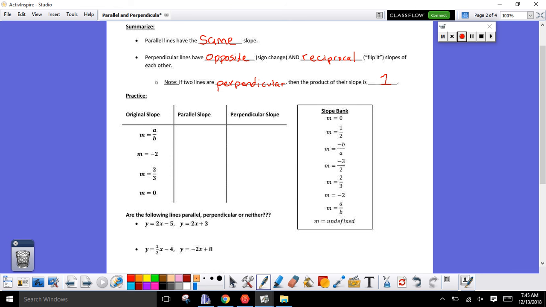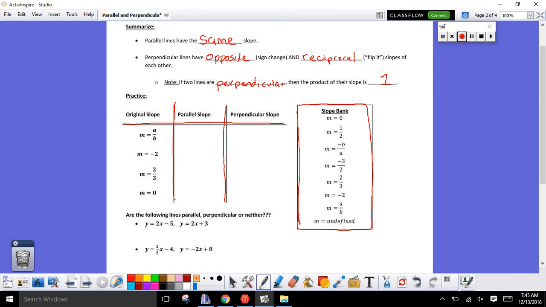I'm going to look at this table here on the right, the one that I am underlining. We're going to look at this slope bank, and we're going to have the original slope. We're going to fill in this graph right here. I am giving you the original slope. I'm going to find the parallel slope, and I'm going to find the perpendicular slope, all from the slope bank.